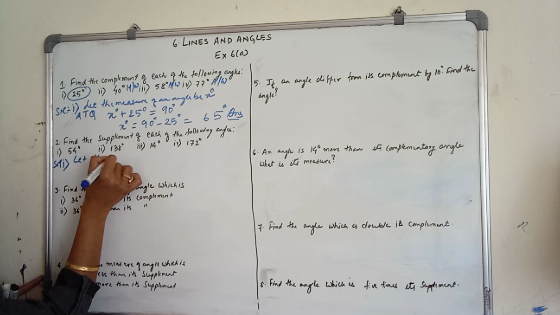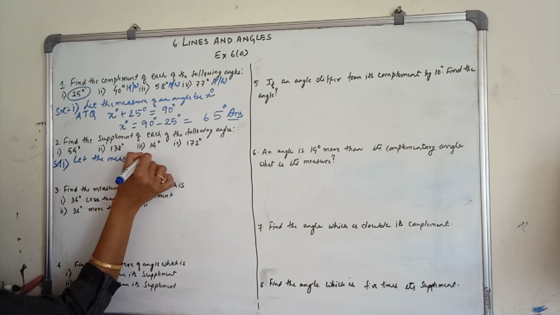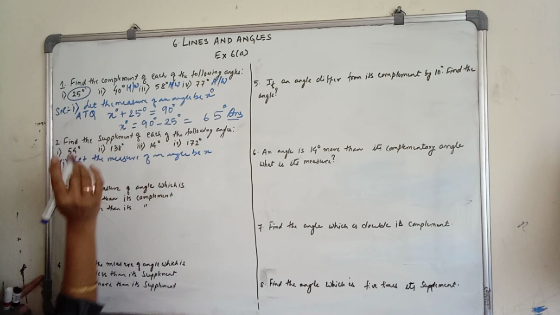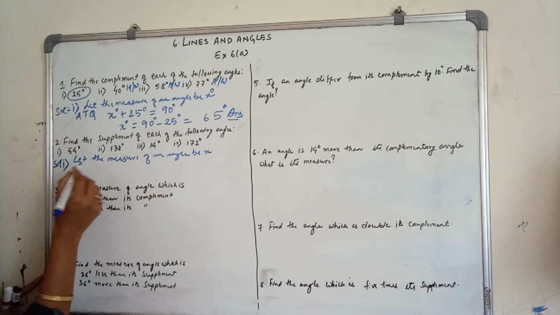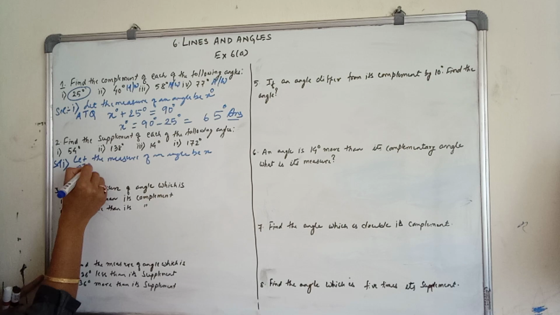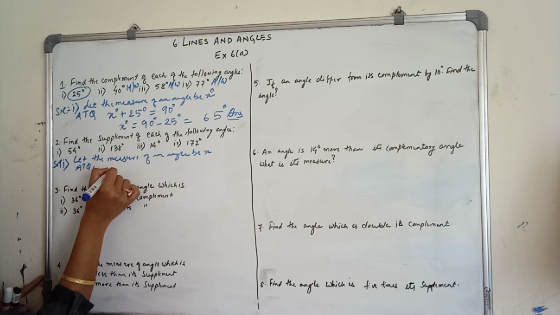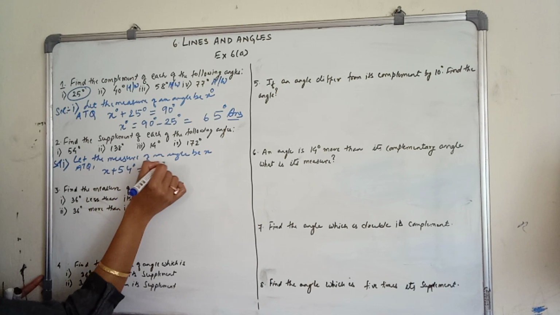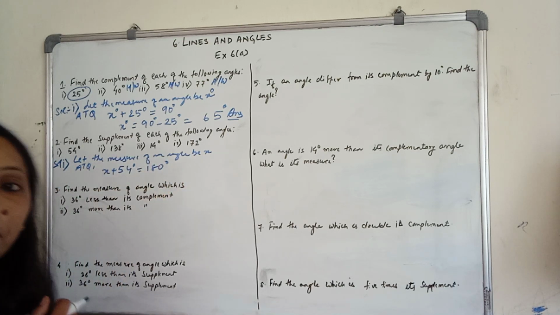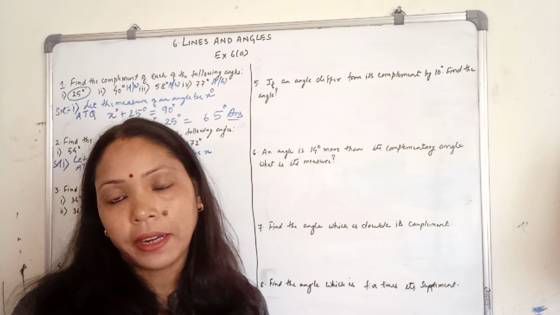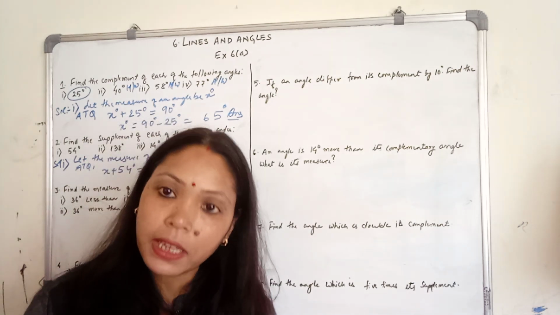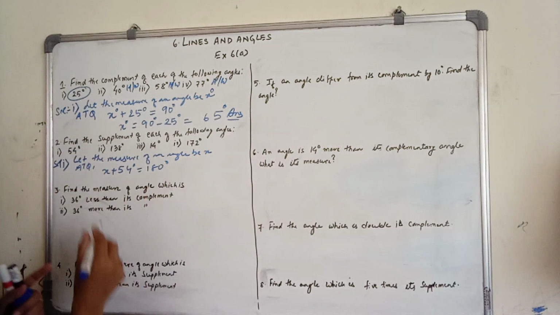Let the measure of an angle be x. You can write x or x degree, no problem. According to the question, x plus 54 degrees is equal to 180 degrees. Why 180 degrees? Because it is a supplement. If complement is given, use 90 degrees. If supplement is given, use 180 degrees.